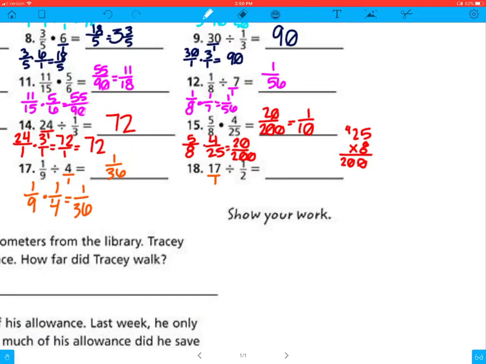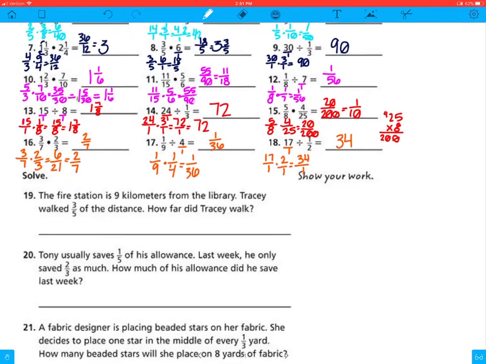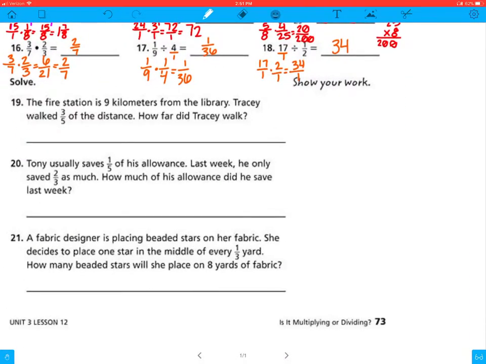Number 18. 17 is like saying 17 over 1. And I divide by 1/2. So I'm going to multiply by the reciprocal. I get an answer of 34. That's like saying in 34, how many halves do you have?